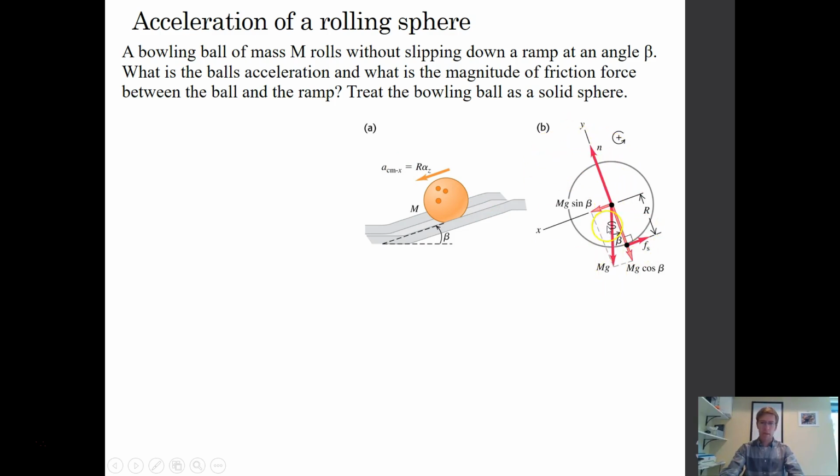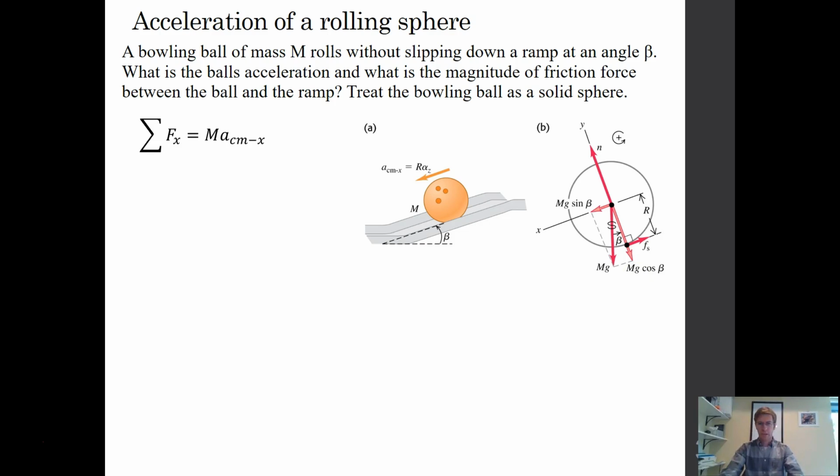Weight force going straight down, the normal force perpendicular to the ramp, and the static force of friction up the ramp. I rotated my axes to be perpendicular and parallel to my ramp, and I went ahead and took my weight force and broke it down into x components and y components. Okay, so let's try to solve. We're trying to find a and the friction force.